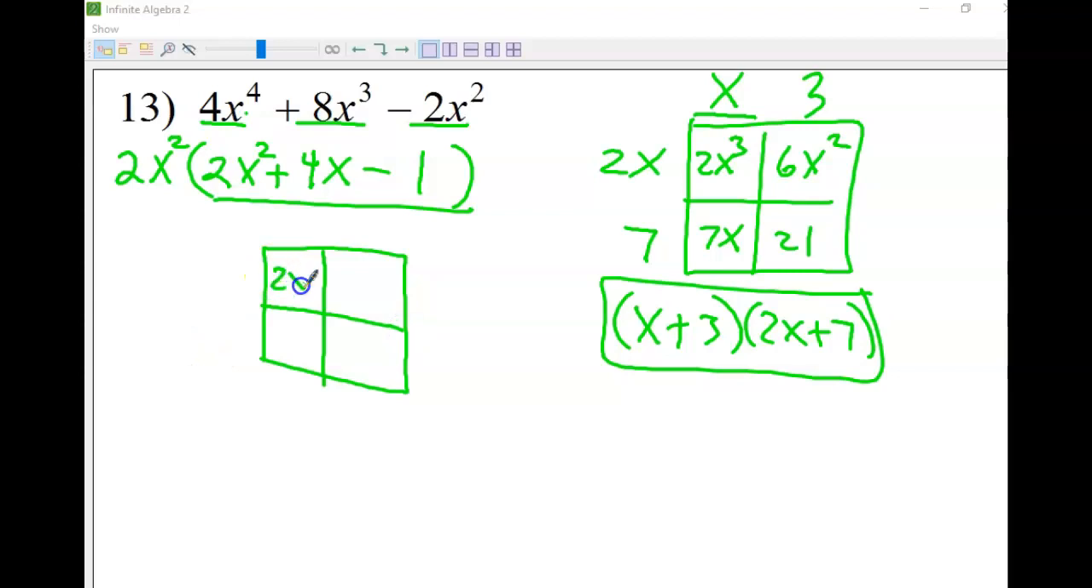So 2x squared goes here, negative 1 goes here. Since there's three terms, that's all I put in it. And now we start working. So let's try 2x and 1x. 1 and 1.